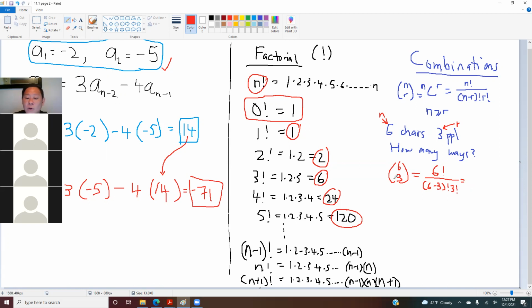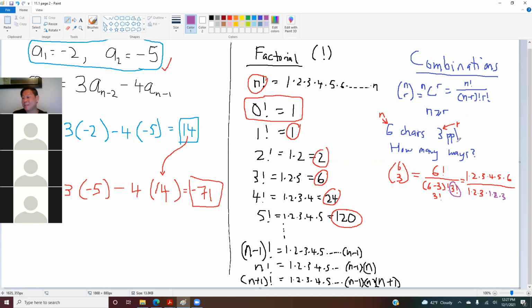6 factorial means you multiply 1 times 2 times 3 times 4 times 5 times 6. 6 minus 3 is 3, so this is 3 factorial. 3 factorial means 1 times 2 times 3. You've got another 3 factorial from here, so you also need to multiply 1 times 2 times 3. So don't forget, you've got double 3 factorial. One came from the first one and the other one came from the other one.